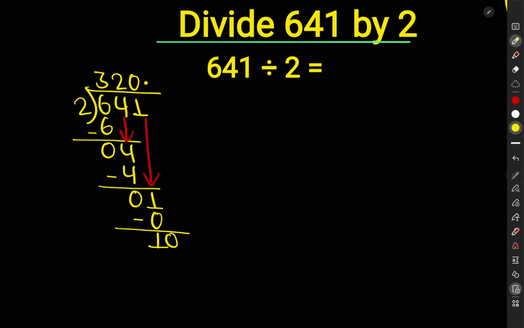So it is 10 and 2 times 5 is 10. On subtracting we get 0. So 641 divided by 2 is 320 decimal 5.